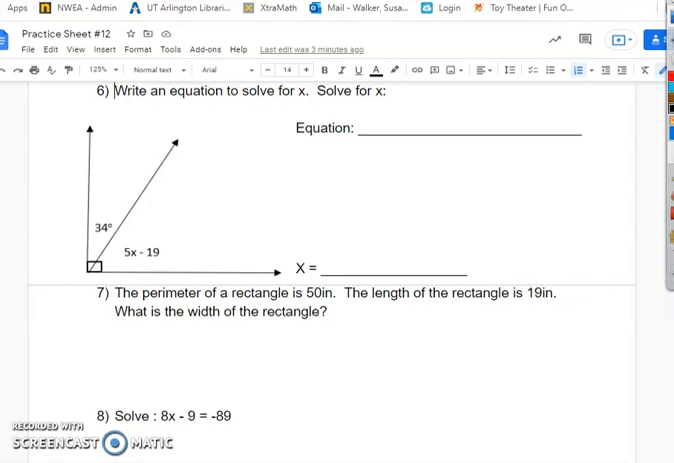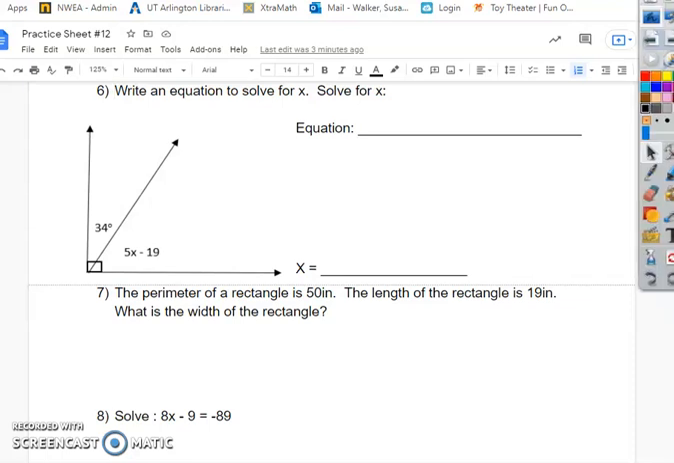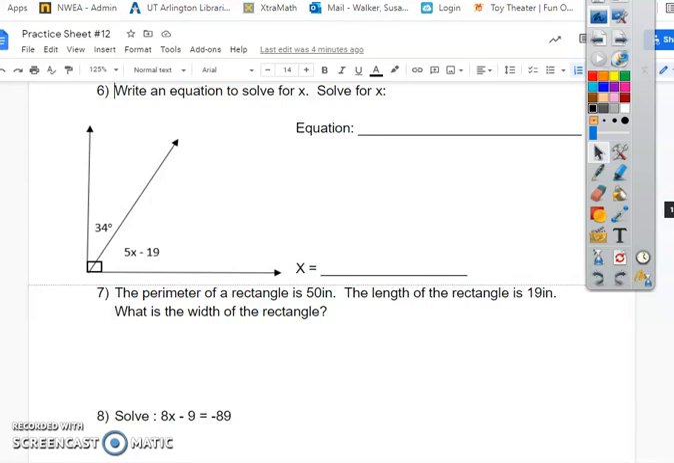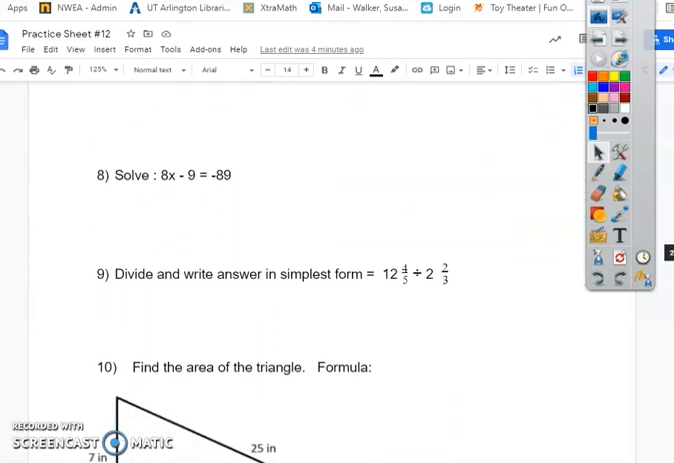Okay, so now let's move on and go to number 8. You're going to finish this one for me, but let's just look at it. I know we're good at these. 8x minus 9 equals negative 89. Variables on the left side. So I need to get rid of minus 9 and times 8. To get rid of minus 9, I do the opposite. Plus 9.